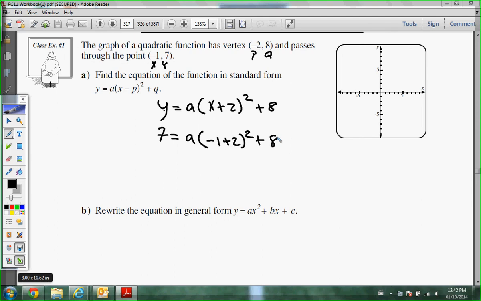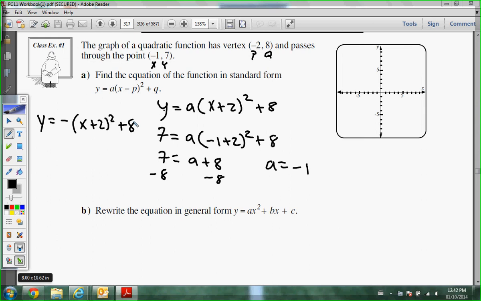-1 plus 2 is 1. 1 squared is 1. So it's just going to be 7 equals A plus 8. And all I have to do is minus the 8. So it tells me my A is -1. So our answer, in terms of writing in standard form, is like our example on the board: negative, you can put a 1 there if you have to, but you don't need to, (X plus 2) squared plus 8. That's the standard form of our equation for this parabola.